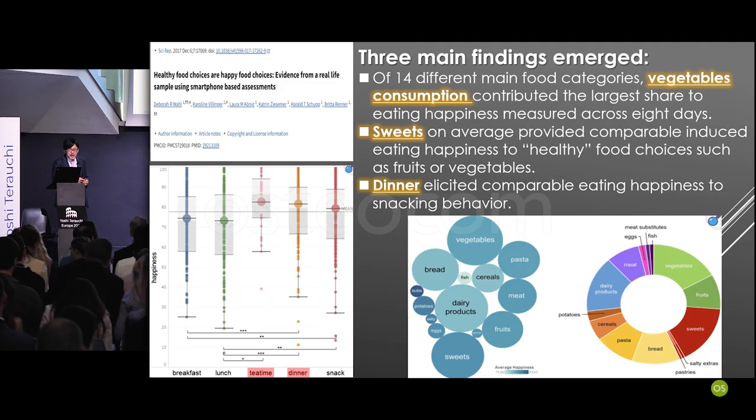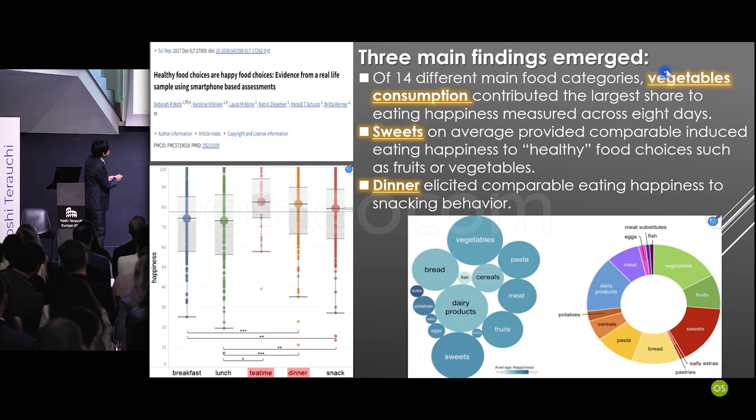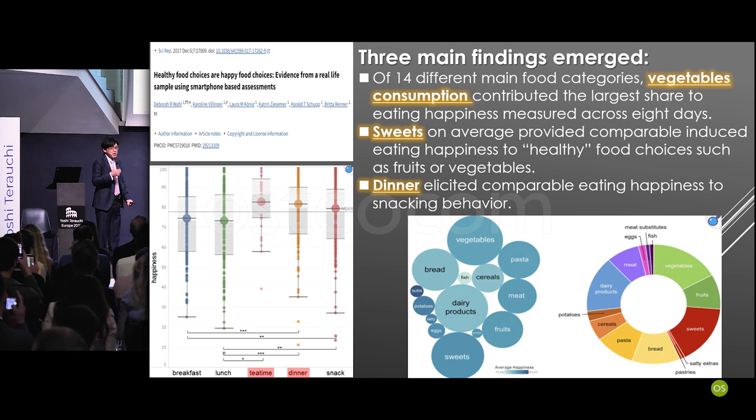3 main findings emerged. So how do you take care of the psychogenic pain? So as I told you, spend more time eating and drinking. Any food is okay, not any food is okay. So this study showed vegetable consumption contributed the largest share to eating happiness, measured across 8 days. So eat more vegetable. You feel happy.